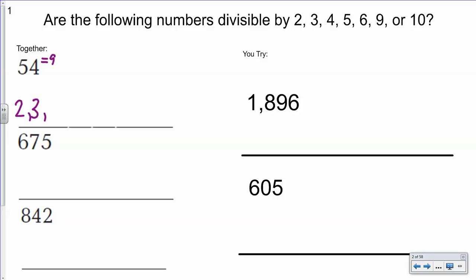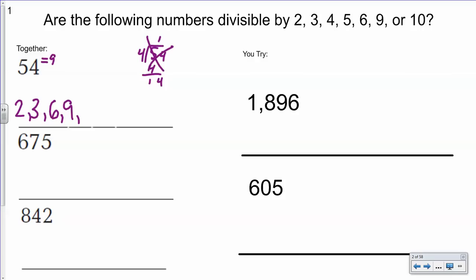4, if my last two digits are divisible by 4, so 54 divided by 4, can we do that? Not evenly, so 4 is out. 5 doesn't count. I put a 2 and a 3 down, so what do I automatically get to put down? A 6. 9 is divisible by 9, and it does not end in a 5 or 0. So 54 is going to be 2, 3, 6, and 9.